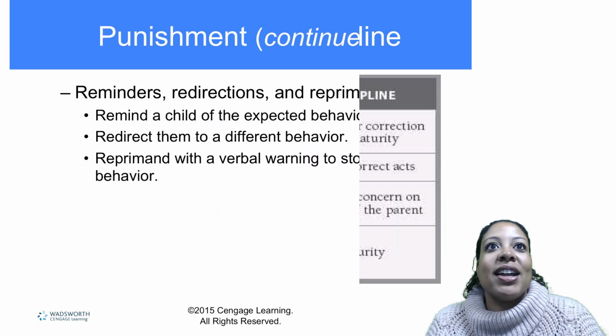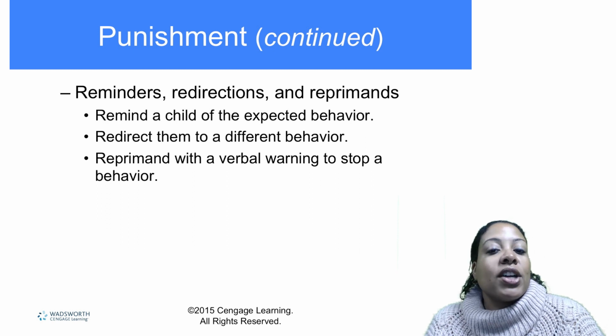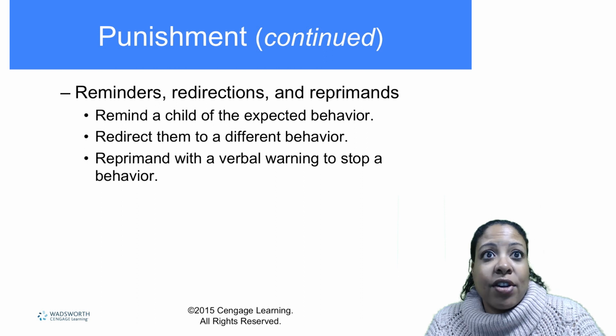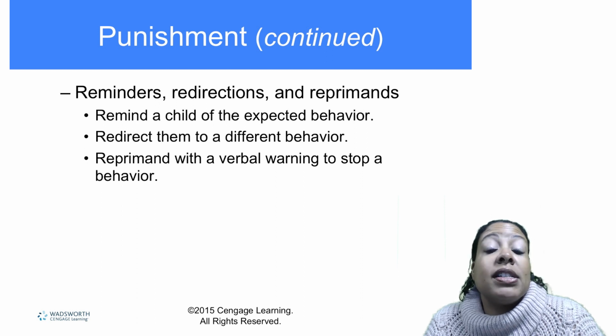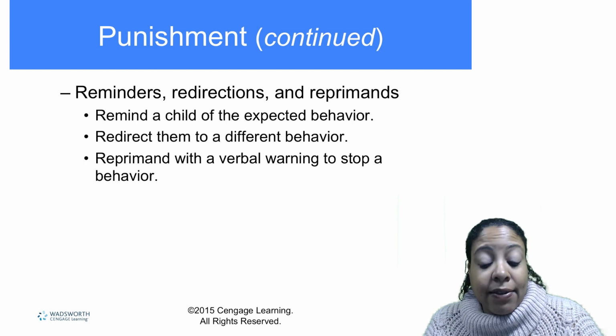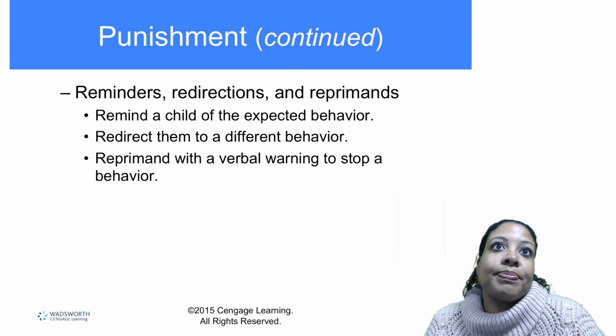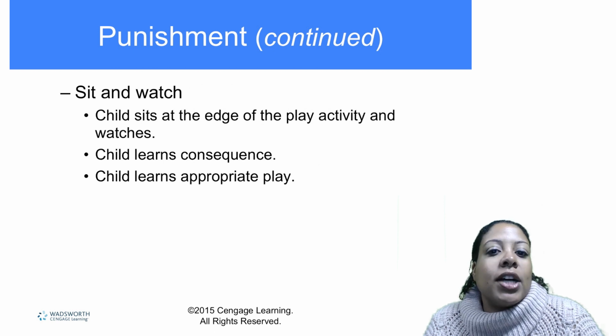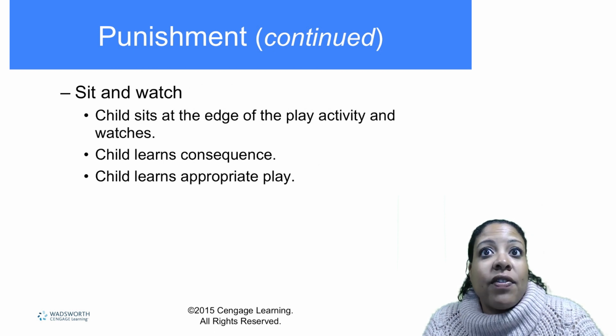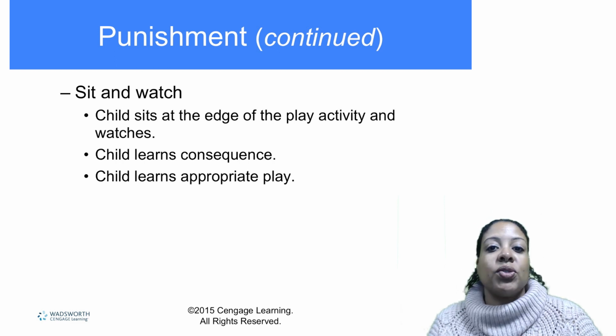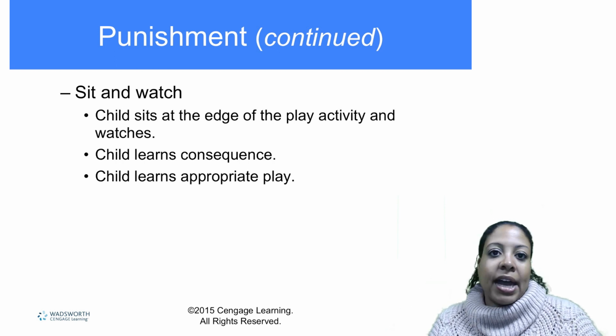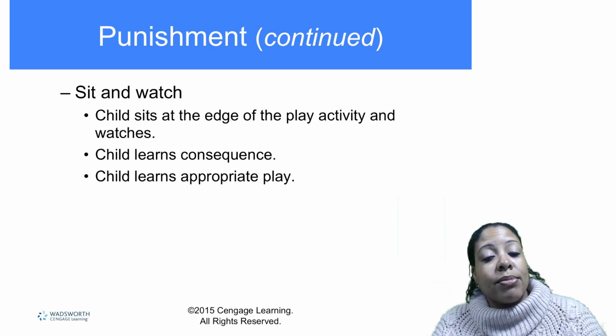All right, moving on. Reminders, redirections, and reprimands. So remind a child of the expected behavior, redirect them to a different behavior, and reprimand with a verbal warning to stop a behavior. Also, sit and watch. A child sits at the edge of the play activity and watches. The child learns a consequence, and the child also learns appropriate play. So children are taking in a lot of different behaviors, both positive and negative, by observing.